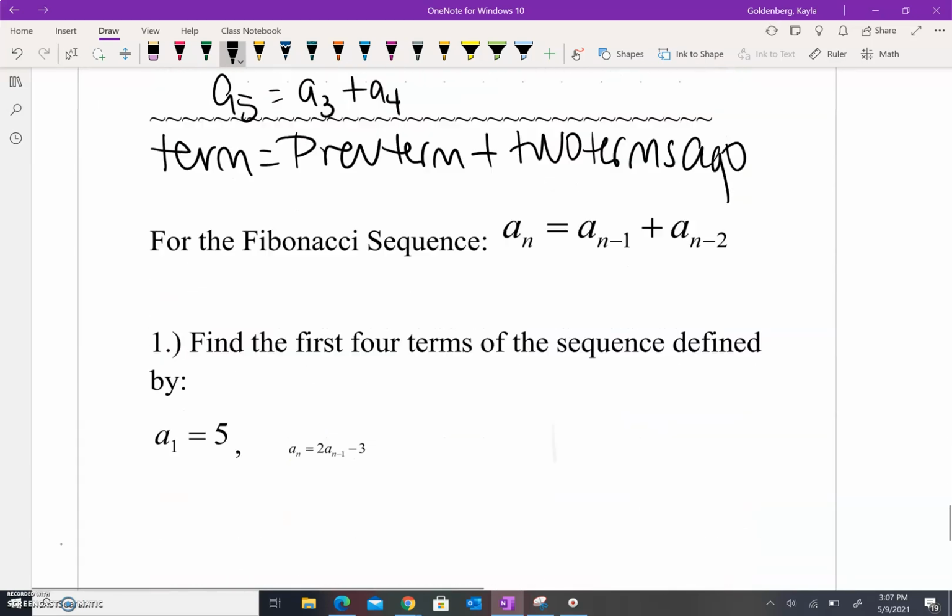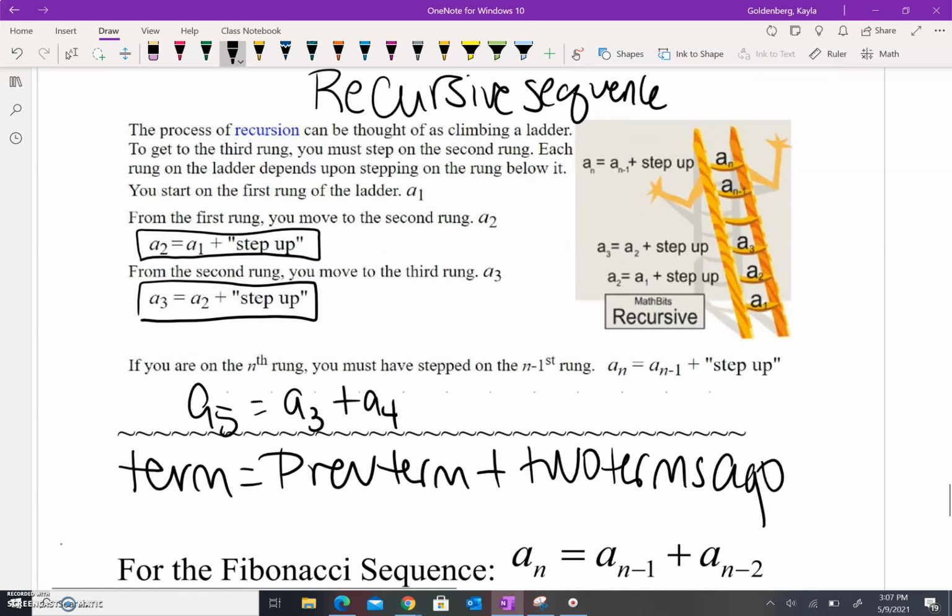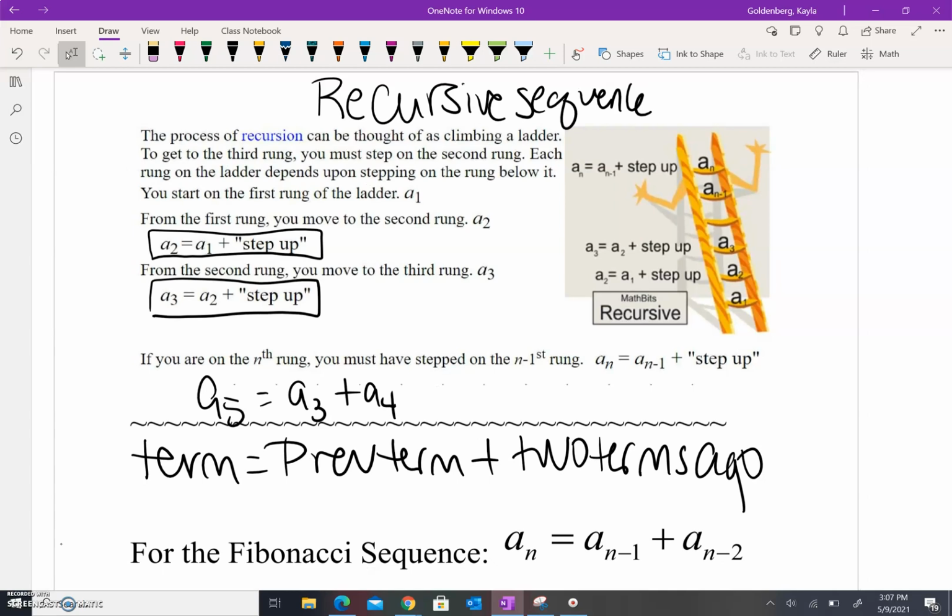Go back to here for a sec. Oops, sorry about that. So the idea is that if you're on the nth rung, you have to have stepped on the n minus first rung. So this nth rung, you need the rung right before it. That's what this means, the previous one. And then you add that step up.